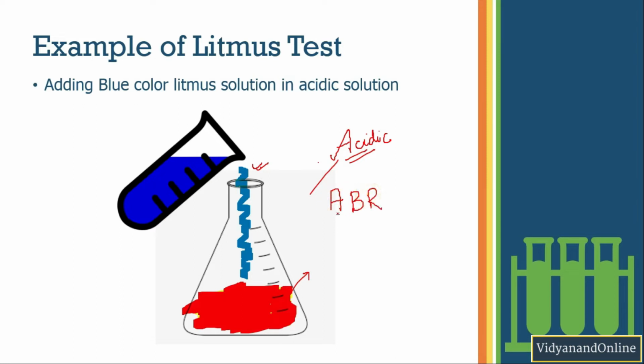So we all know after A it comes B, okay, and then you have to write R. So ABR. So acids turn blue litmus solution to red. In that way you will be able to conveniently learn this term and you won't get confused.